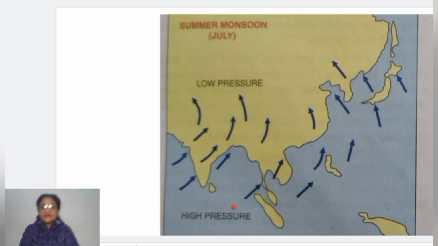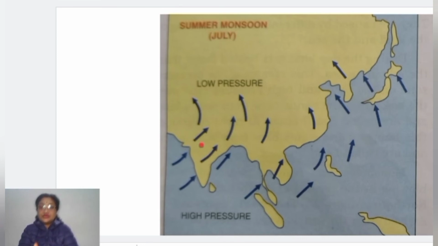So again the same thing: from high pressure the winds start blowing towards low pressure. These winds start blowing from the ocean towards the land area. When we talk about the Indian subcontinent, they come from the southwest direction. They enter towards the Indian mainland from the southwest, and that's why they are often called the southwest monsoon. In India it is commonly known as the southwest monsoon because these winds enter India from the southwest direction, and they blow during the summer season.